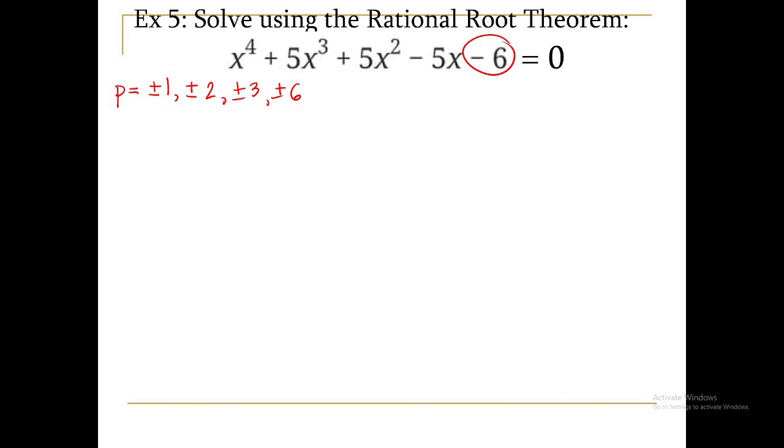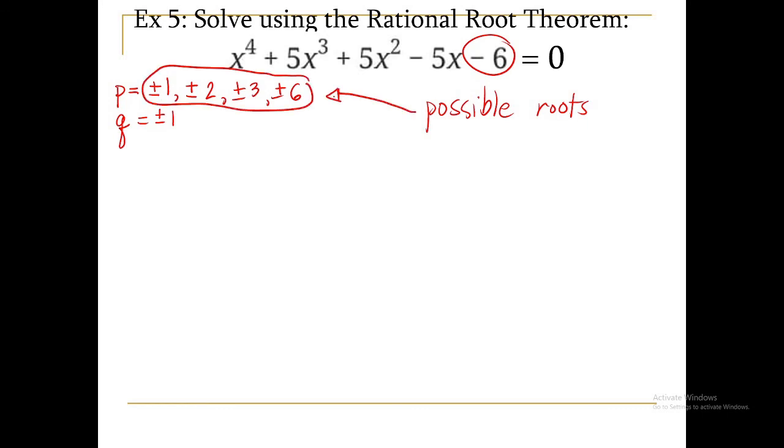Okay, let's continue. What about q? Positive negative 1. Now, what are the possible roots here? Positive negative 1, positive negative 2, positive negative 3, positive negative 6. Okay, let's start with what number? 1, sir. Let's begin. What are the coefficients? 1, positive 5, 5, negative 5, negative 6.